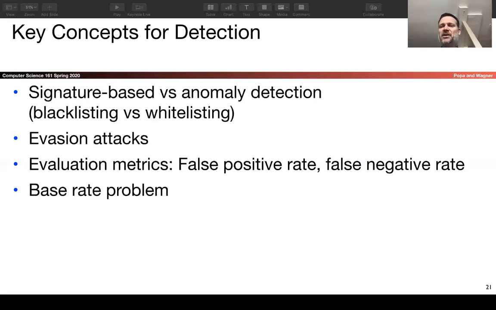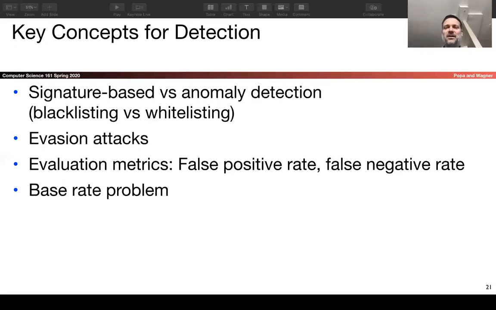Why is signature-based called blacklisting and anomaly whitelist? Signature-based detection measures have signatures of known malware. And then anything that matches that signature is treated as bad. Anything that doesn't match that is assumed to be good. So the signatures are the blacklist. Those are the known bad things. And anything that's not known to be bad, not on the blacklist, is just assumed to be good.